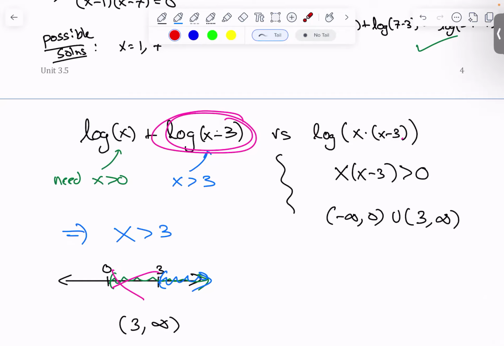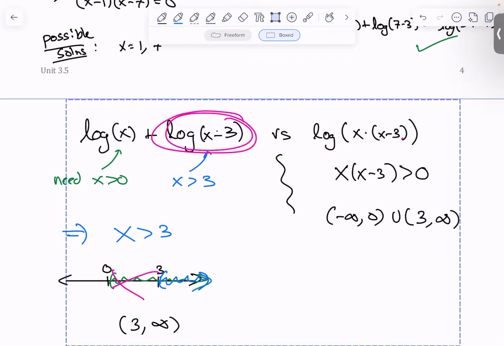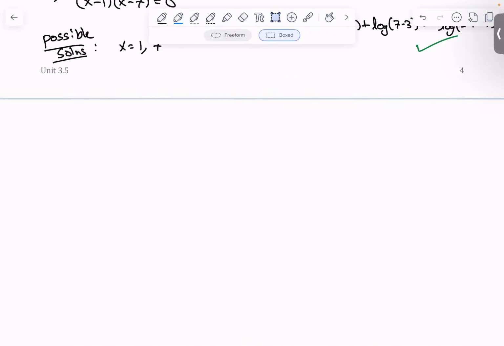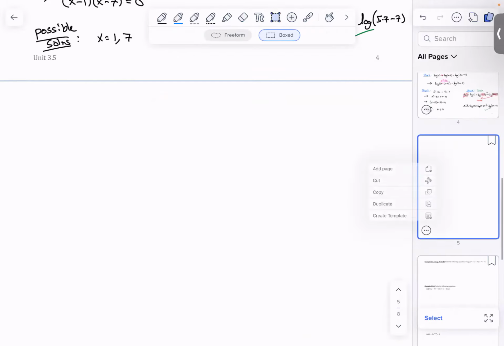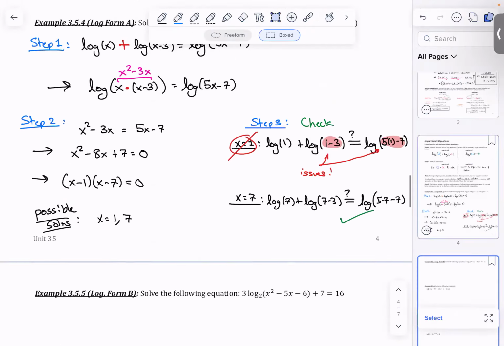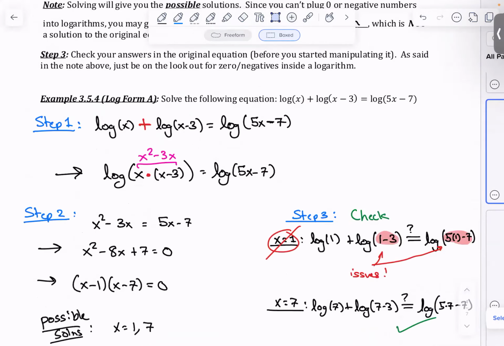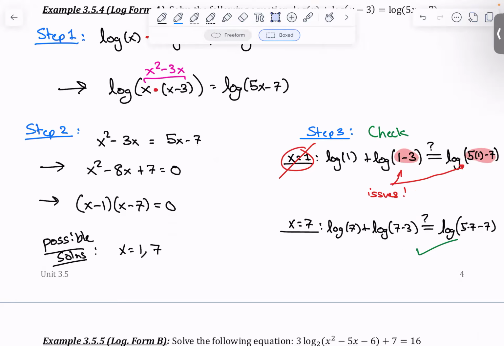So in short, when you combine two logarithms together, you change their domain. That's why you need to check in the original equation. That's the reason why it happens. Any questions on that? Okay. So you have to check your answers with logarithms because of how they work.